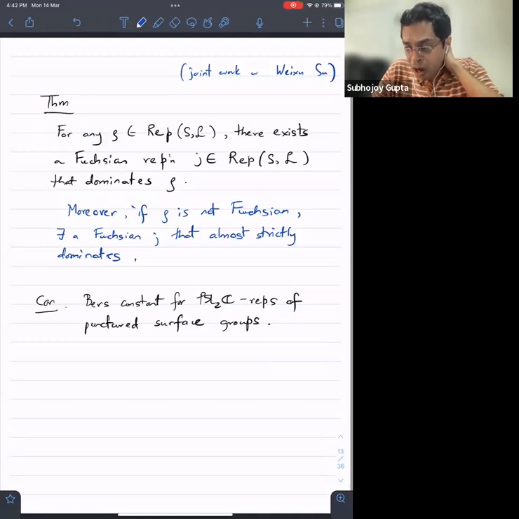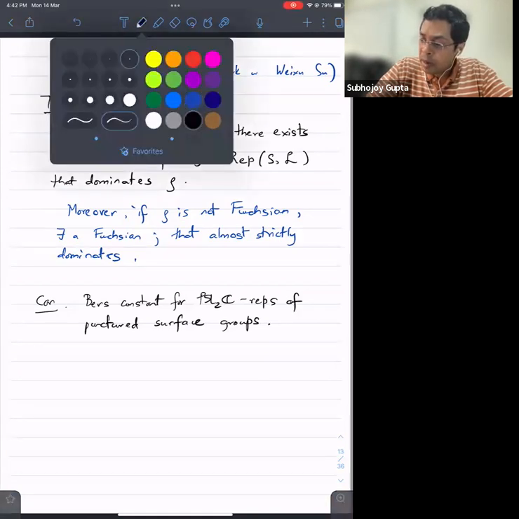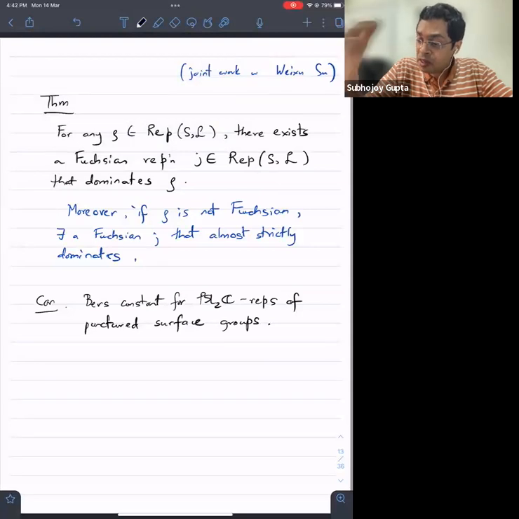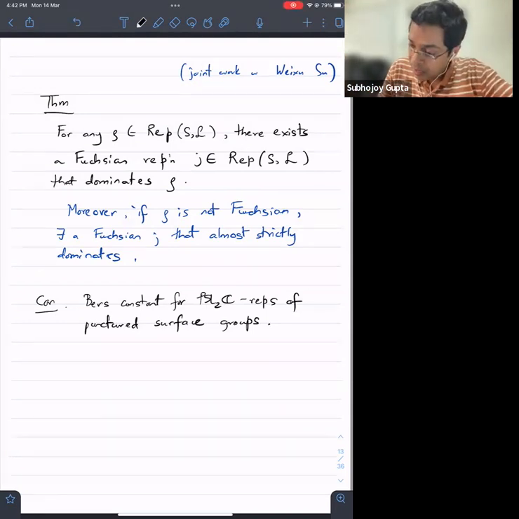And if rho is not Fuchsian to begin with, then domination is almost strict in the sense that I just described. And a corollary of this, by the way, is there's some kind of Bers constant for punctured surface groups as well, because there is a Bers constant for hyperbolic surfaces with geodesic boundary, which was proved in the same way I mentioned in the first slide.